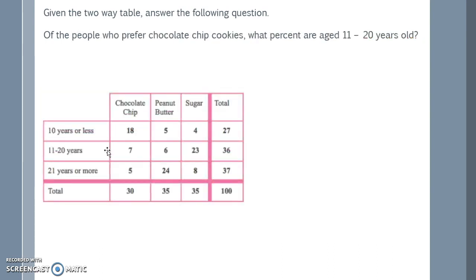Of the people who prefer chocolate chip cookies, so of the 30 who prefer chocolate chip cookies, what percent are aged 11 to 20? There are 7 out of 30 who prefer chocolate chip cookies who are aged 11 to 20, which is 23.3%.